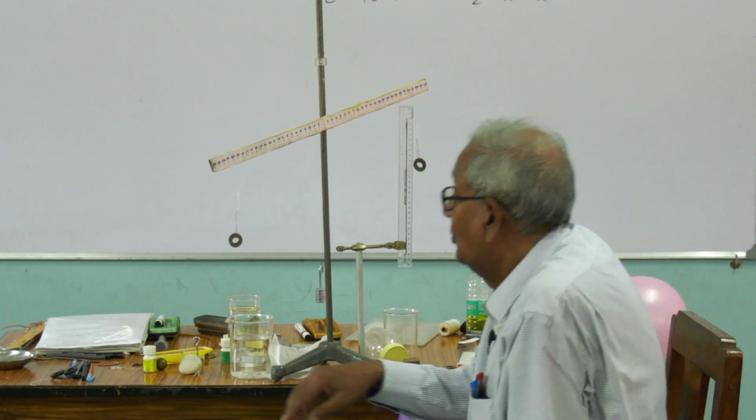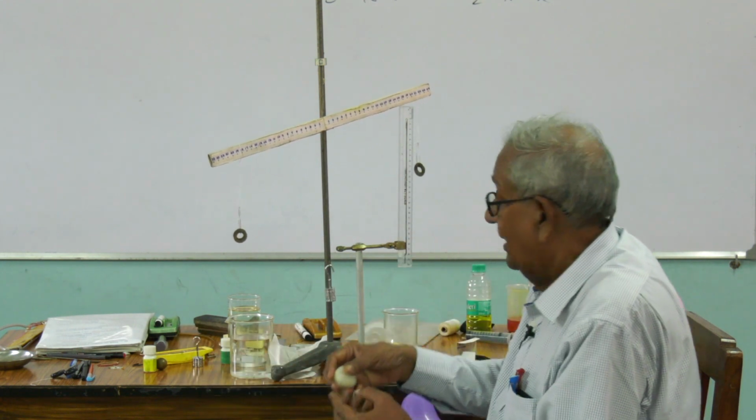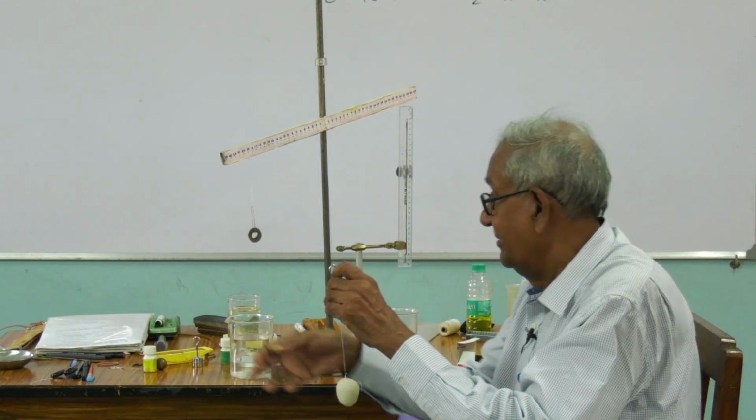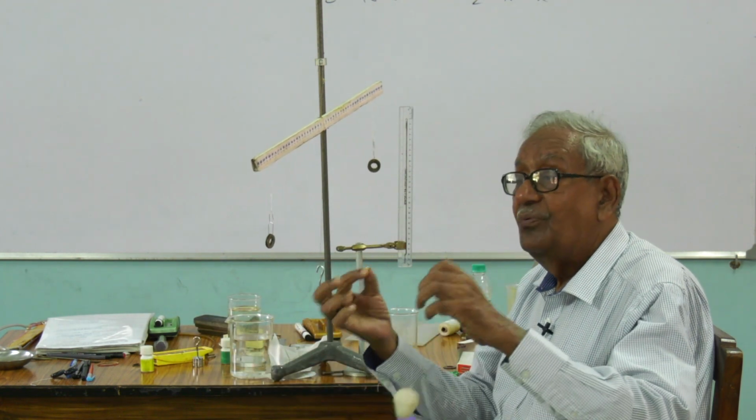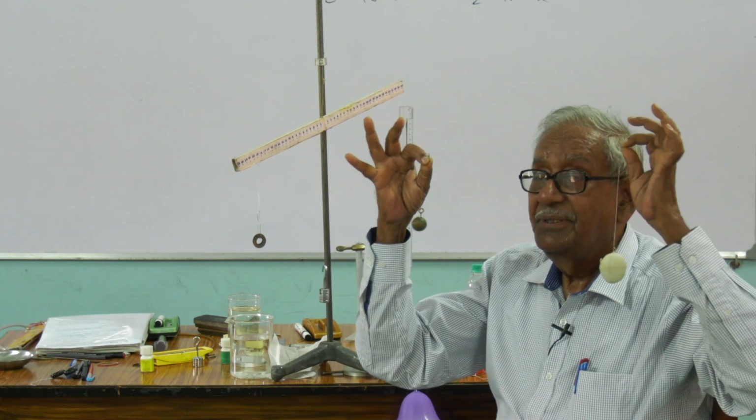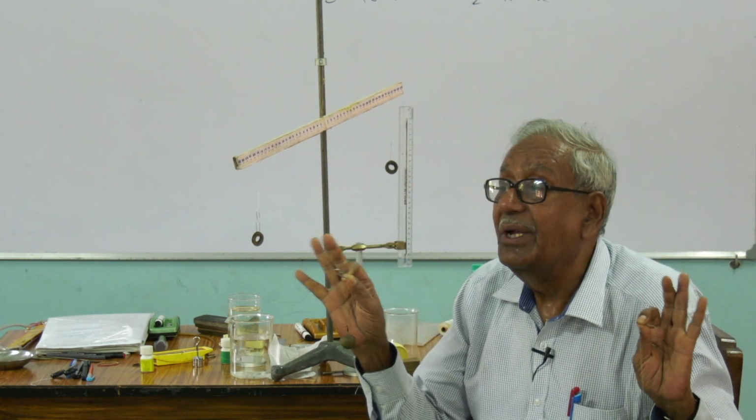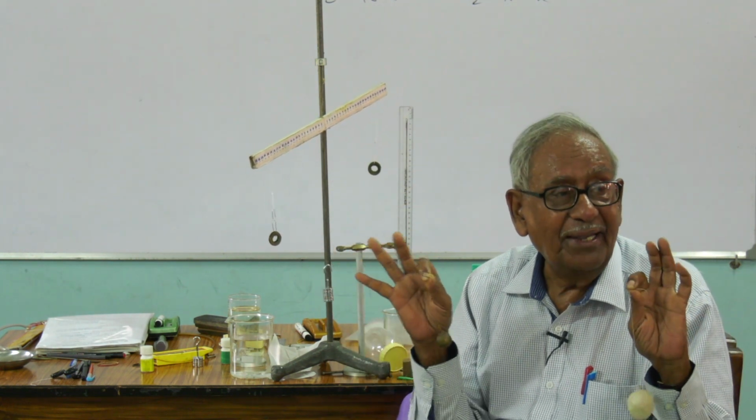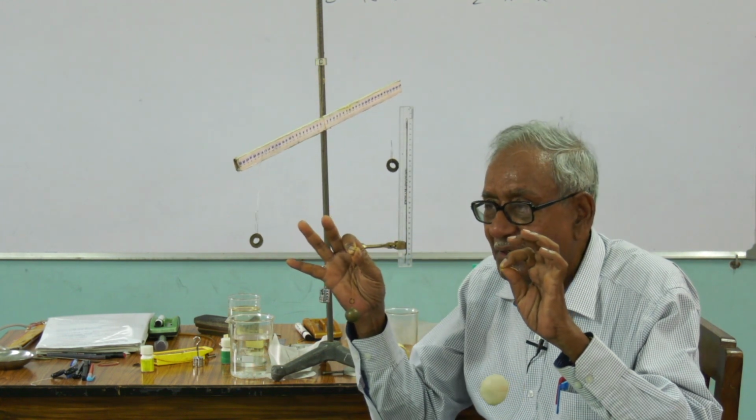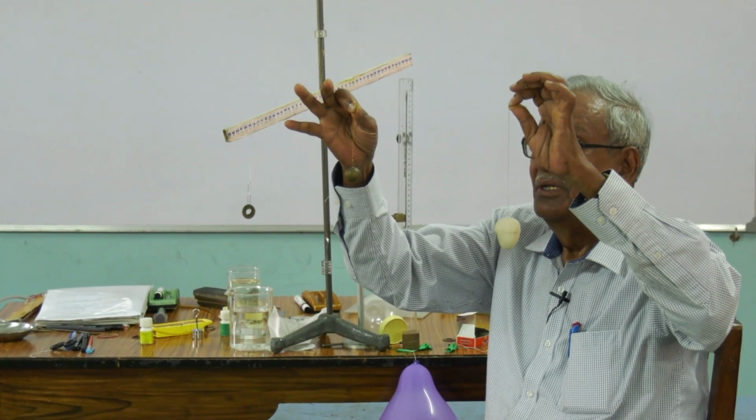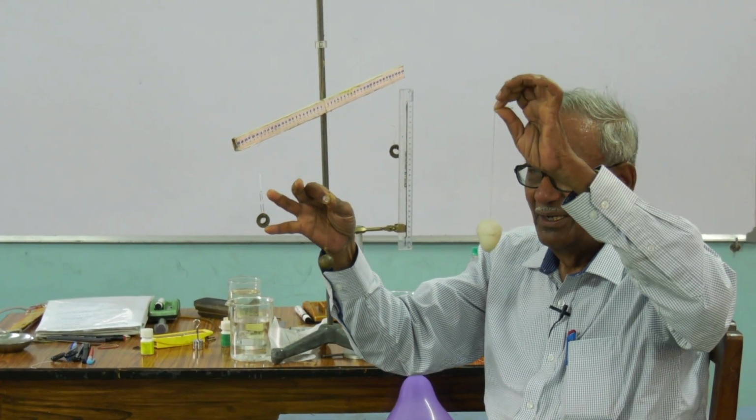Now, what I am going to do, very interesting, is that I have two weights and I want to find out the density of either of them without using any weight. No standard weight will be used. Isn't it interesting? Which one do you want the density of? This one or this one?